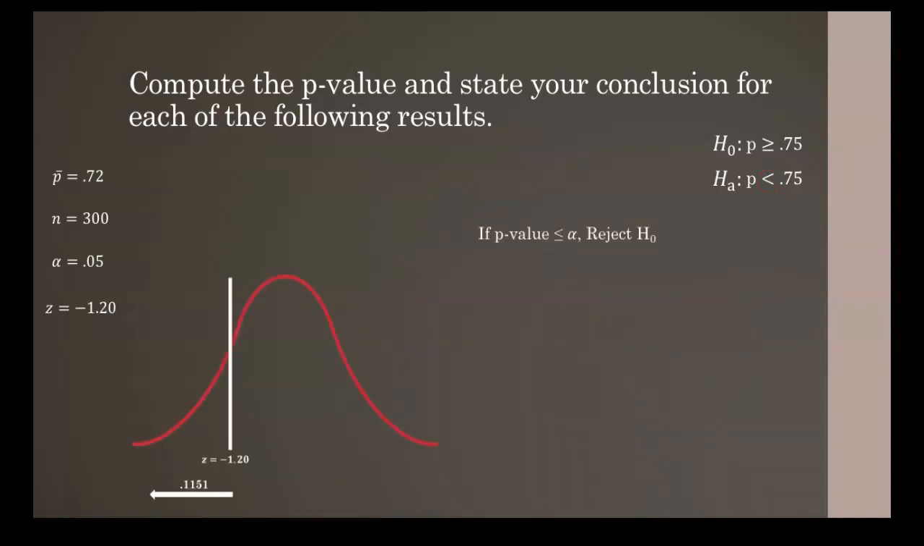Again, our rule is if the p-value is less than or equal to alpha, we reject the null hypothesis. Well, we just said our p-value is 0.1151. Our alpha is still the same as what they said at the start of the problem. It's 0.05. But now our p-value is greater than our alpha. So the conclusion that we're going to make here is do not reject the null hypothesis.